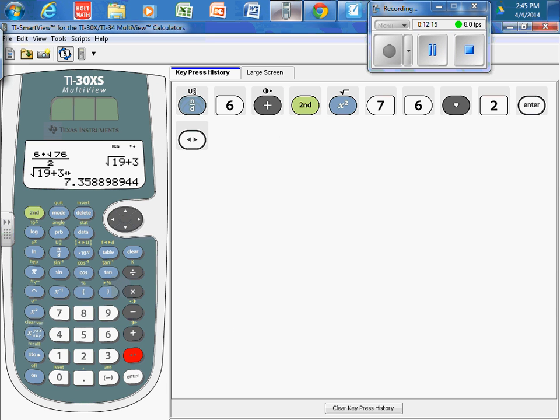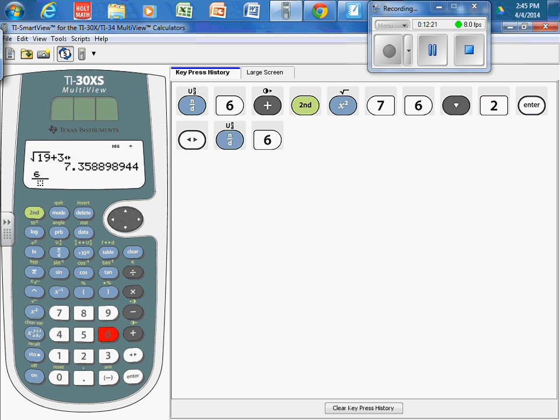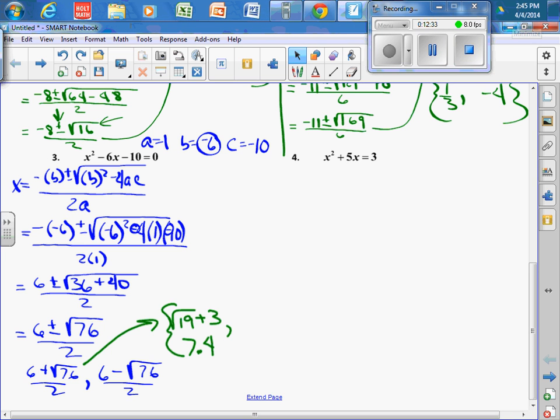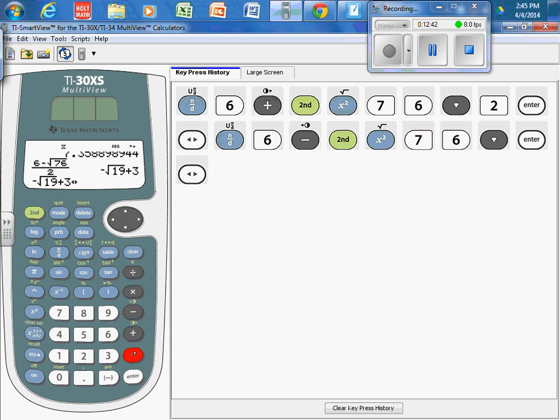All right, so again, fraction bar. Let's do 6 minus radical 76. Move it into the denominator, divide by 2. We get negative radical 19 plus 3. And as a decimal, that would be, double arrow, negative 1.4.